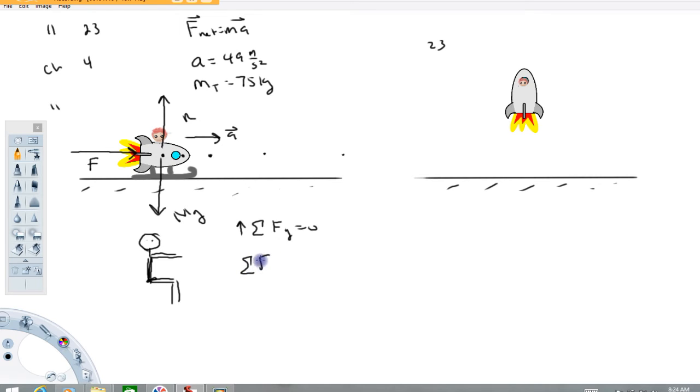Second equation you can write is sum of all forces in the x direction is equal to ma, and I would do right positive. Timmy is accelerating in the x direction, so that should be enough to get you through that problem. It's just about done there.